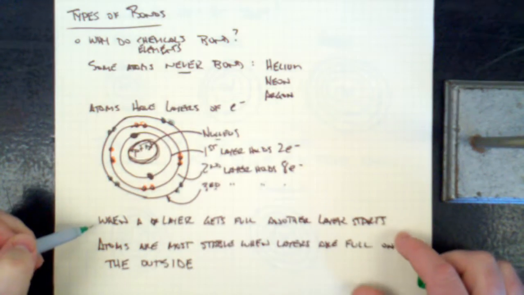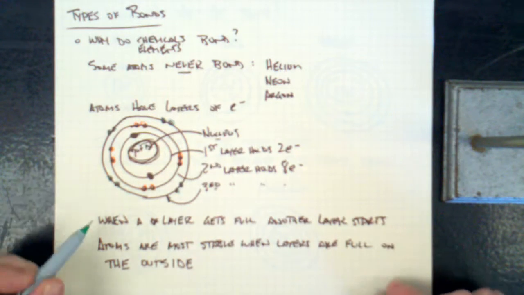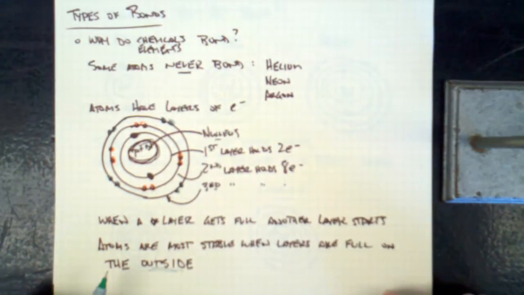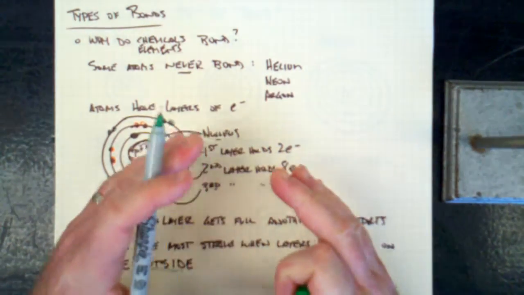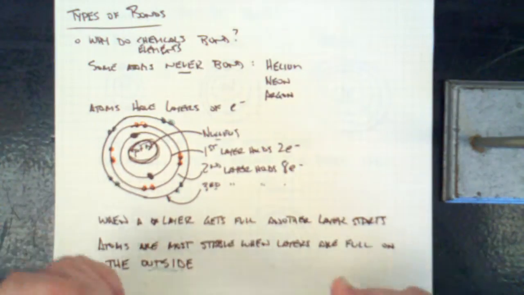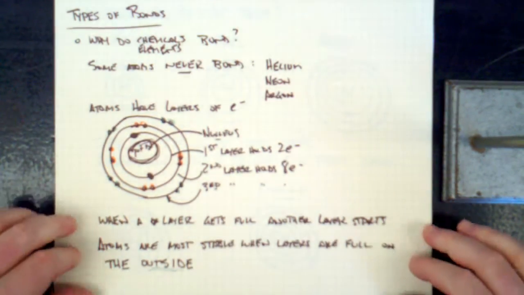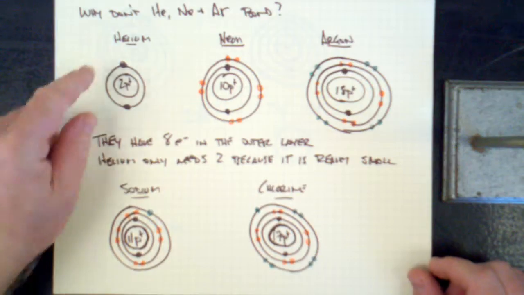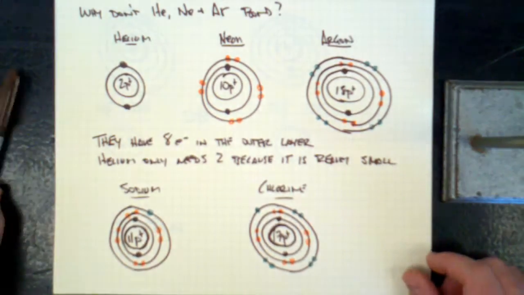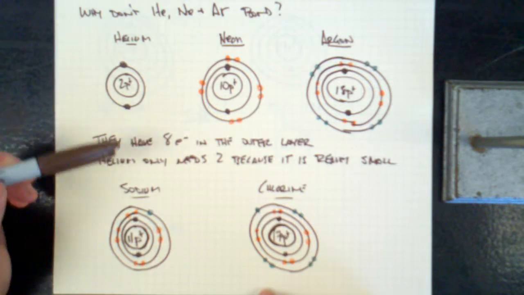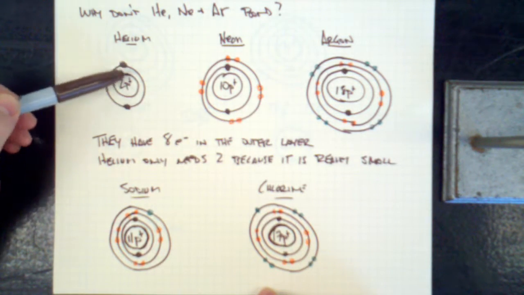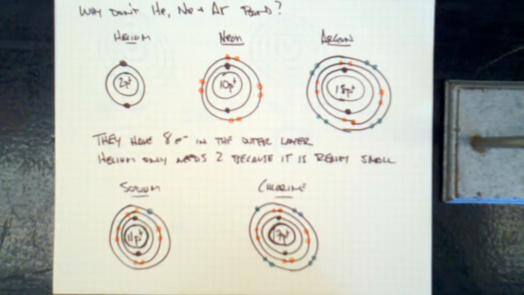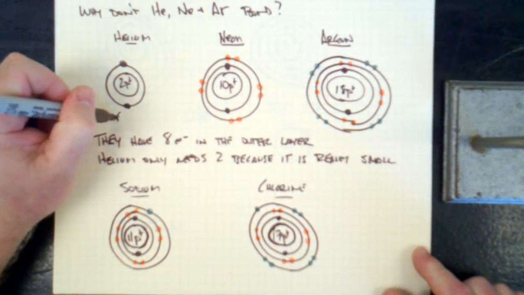Now, when a layer gets full, another layer starts, because atoms are most stable when layers are full on the outside. So each layer is full, and when it fills up, we build another layer. Atoms aren't really at their happiest until the layer is full on the outside. So why don't helium, neon, and argon bond? Well, helium has 2 protons, so it has 2 electrons to pair up with them. So this first layer has 2 electrons in it. Hey, that's a full layer.